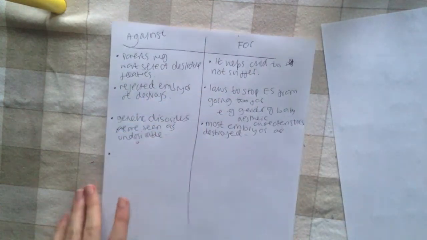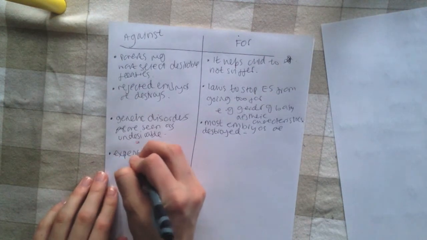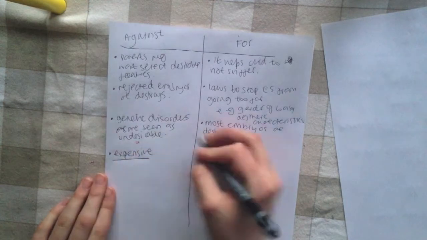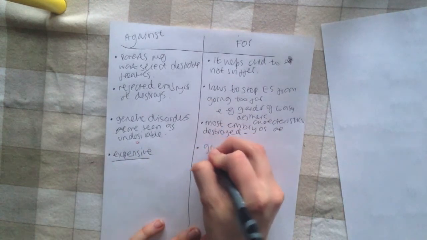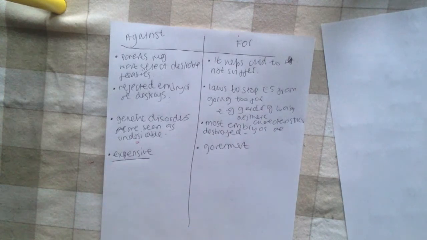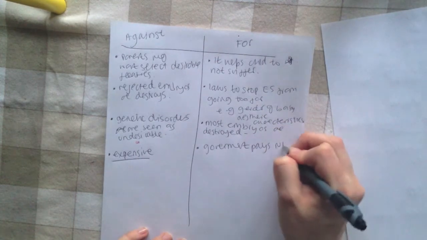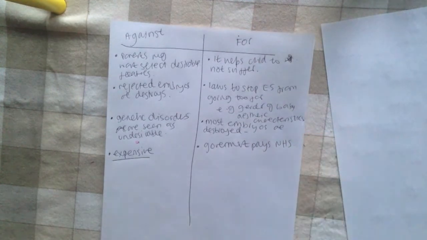The last point for against could be simply, it's quite an easy one, quite an obvious one, that it is very expensive. On the other hand, the government will pay for it because people spend money in taxes putting it into the NHS, so they'd want something back from that.